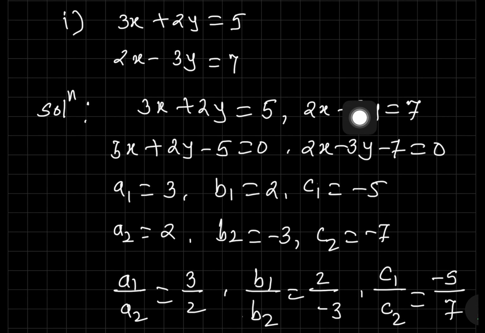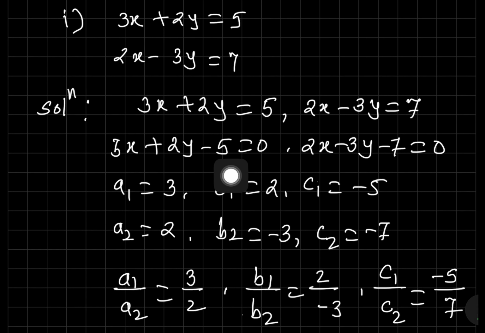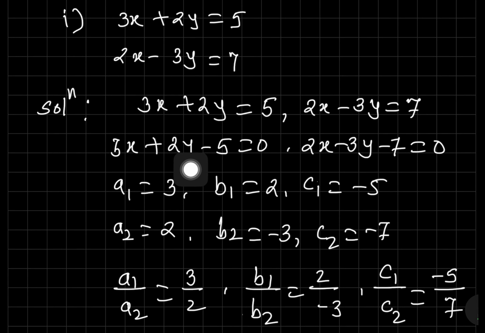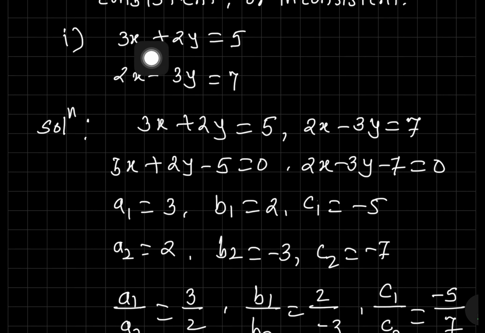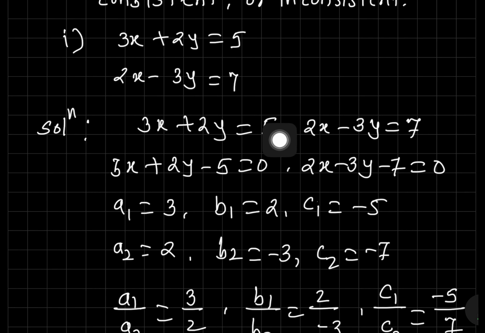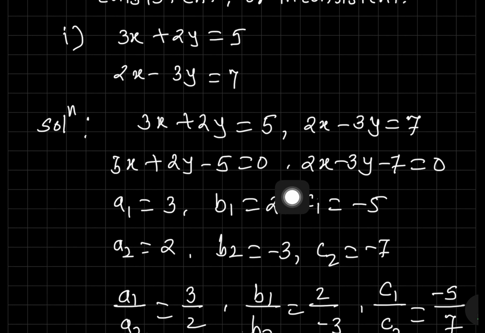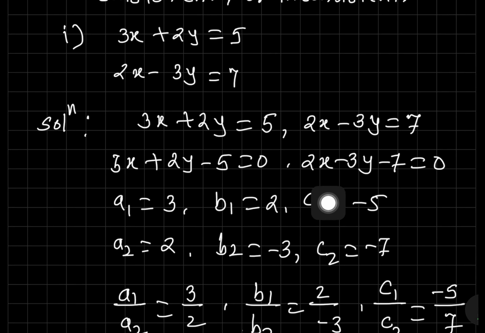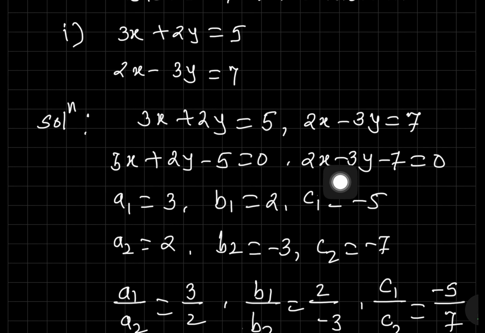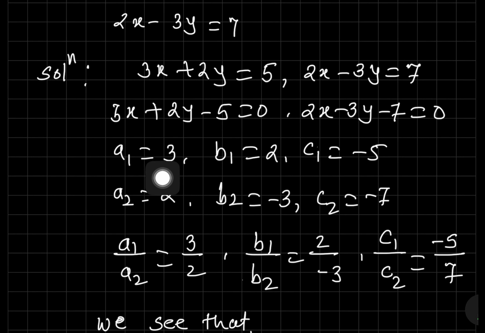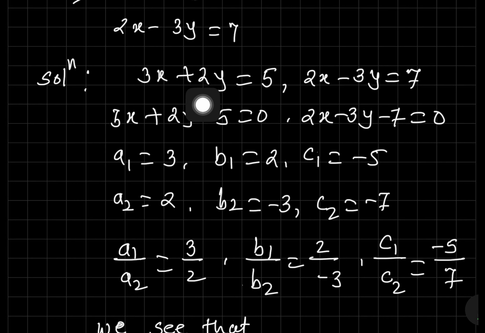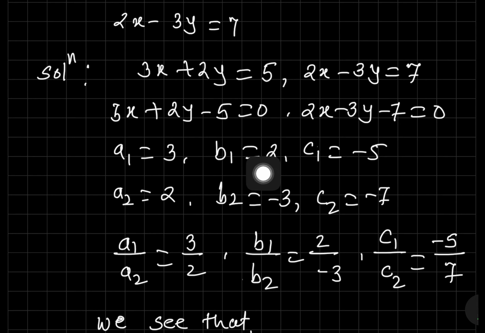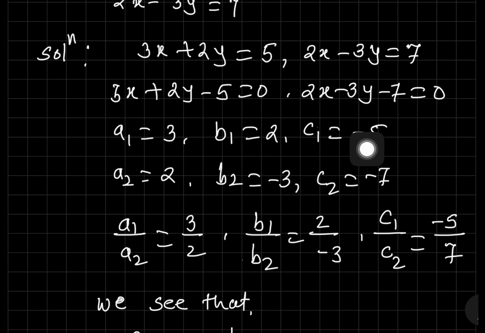Now for these two questions we have to write in standard form, ax plus by minus c equal to 0. Here it is given 2x plus 2y equal to 5. So we bring 5 here, equal to 0, which means we will get c1 and c2. Same for the second equation, 2x minus 3y minus 7 equal to 0. So write a1 equal to 1, b1 equal to 2, and c1 equal to minus 5. Write the minus sign also.